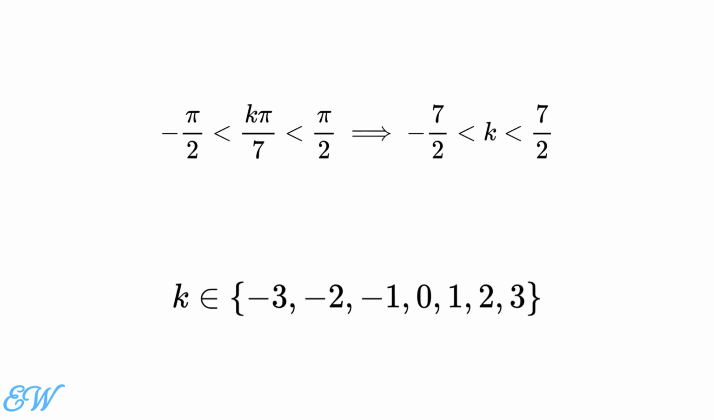Now before, we said that alpha is in between negative pi over 2 and positive pi over 2. And now we know that alpha is equal to k pi over 7. So we can simplify this inequality, which is negative pi over 2 is less than k pi over 7 is less than pi over 2. Once we simplify this, we get that k is in between negative 7 over 2 and 7 over 2. And we know that k is an integer, and the integers in between negative 7 over 2 and 7 over 2 are negative 3, negative 2, negative 1, 0, 1, 2, and 3.